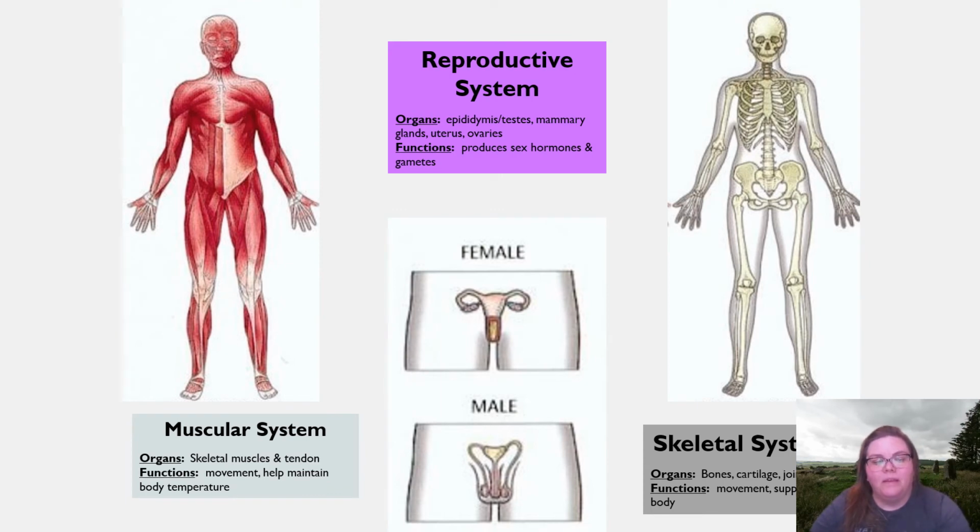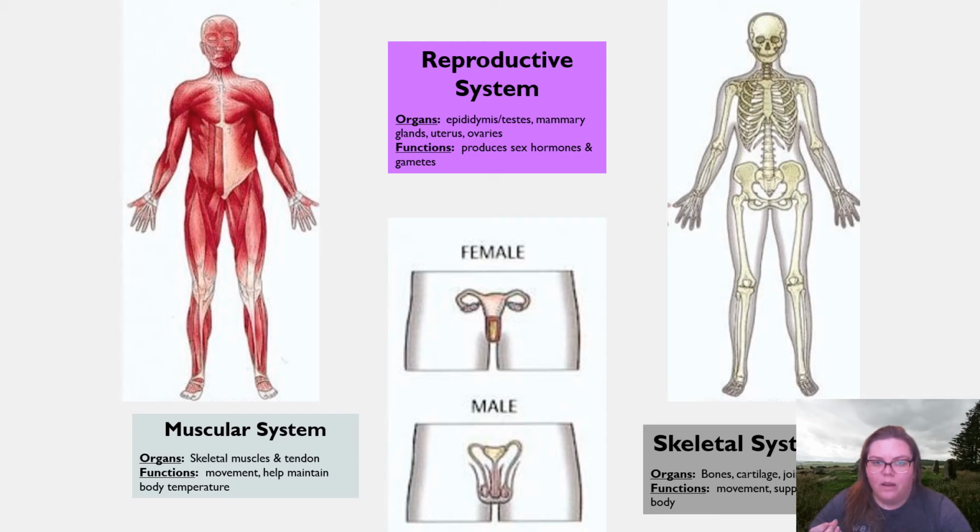So, next we have the muscular system. This is the skeletal muscles as well as tendons. It helps you to be able to move and helps maintain your body temperature. And so, kind of important. Then you have the reproductive system. You have the epididymis of testes, mammary glands, uterus, and ovaries. These function to produce sex hormones and gametes.